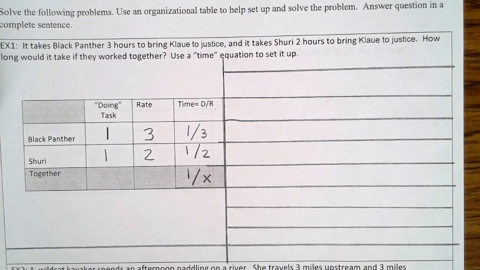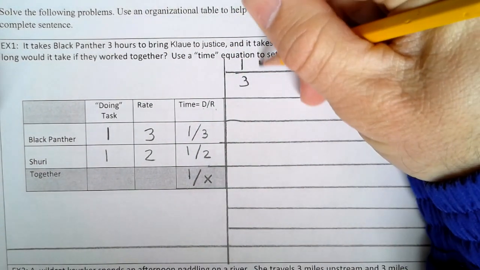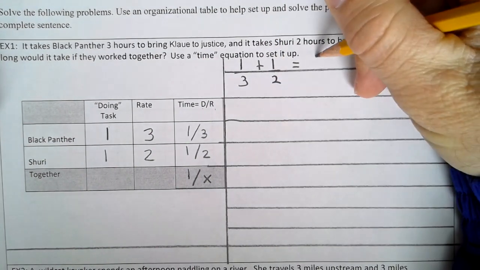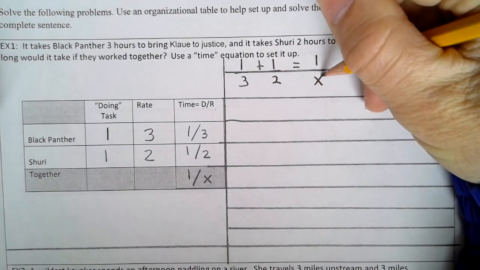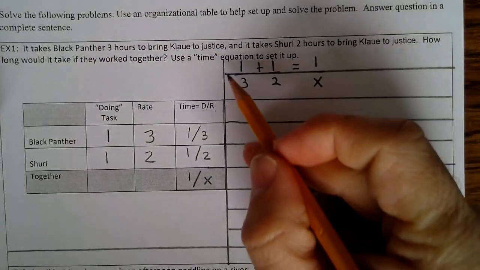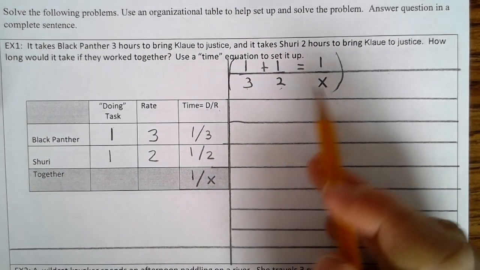So we have 1/3 plus 1/2 equals 1 divided by x. Now to solve, you need to multiply by the common denominator. And the easiest way to get the common denominator is to multiply the denominators together. So 3 times 2 is 6 times x is 6x.